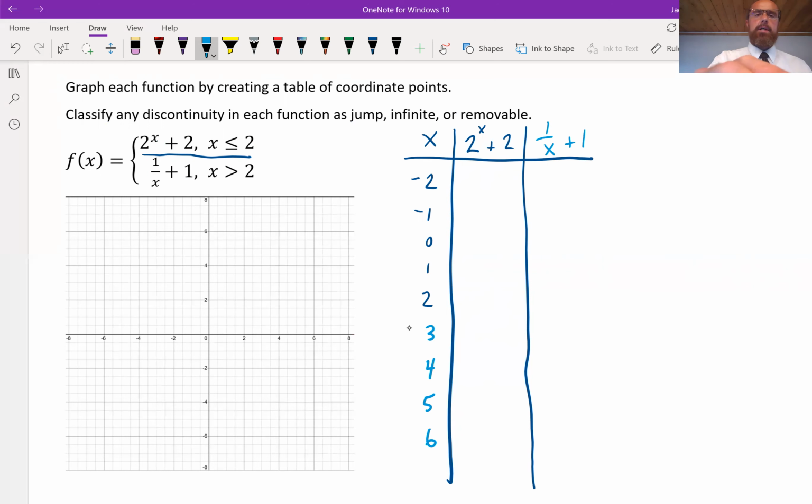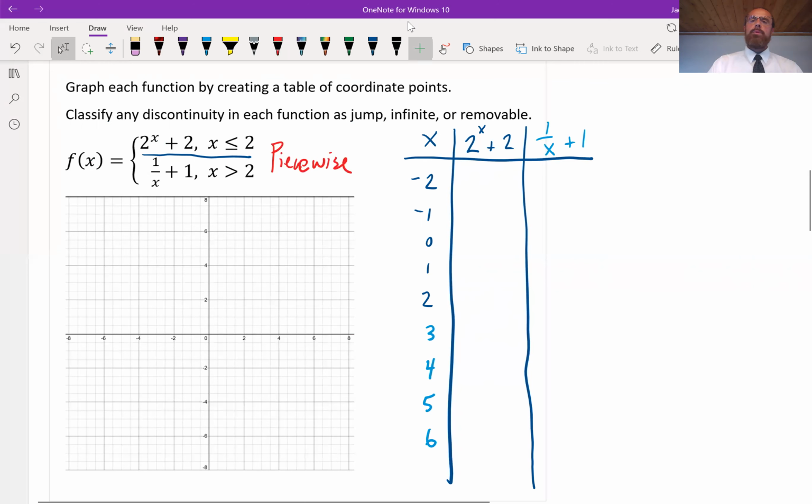Let's give a name to this kind of function. When you've got different pieces to one function based on the x values being partitioned like this, we call this a piecewise function. It's piecewise. So let's take a look at our functions in the graphing calculator. So I'm writing down this piecewise function, 2 to the power of x plus 2, 1 over x plus 1, and I'm going to enter that into Desmos.